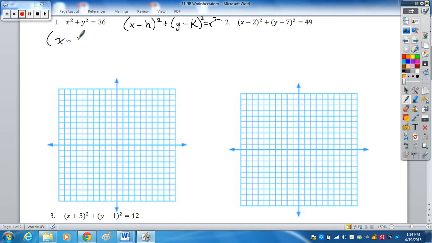We don't have an h, so I'm going to put a 0 in its place. We don't have a k, so I'm going to put a 0 in its place. And then we have 36. As a result, hopefully you can see that the center is just at (0, 0). We don't have to worry about positive or negative when we're looking at the 0, because 0 is neutral. Now, your radius squared is right here, so we're going to square root that. I want to see you simplify your radius length, and that would be the answer to that one.